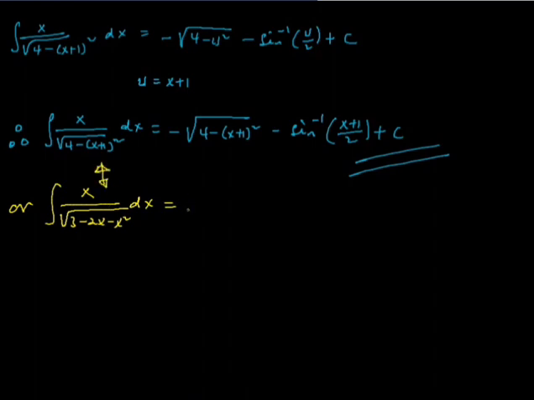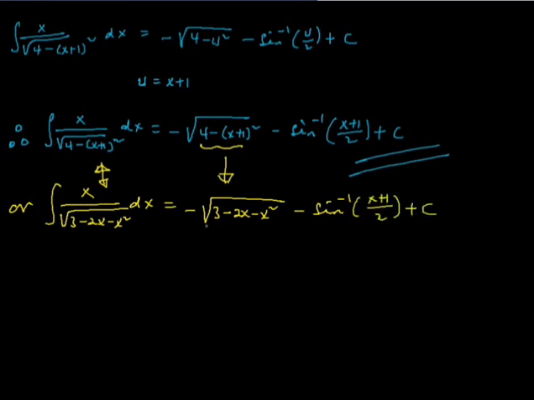So the integral of this becomes minus the radical 3 minus 2x minus x square. By the way, this can be written in this form: minus sine inverse of (x plus 1) over 2 plus some integration constant. So here is the integral.